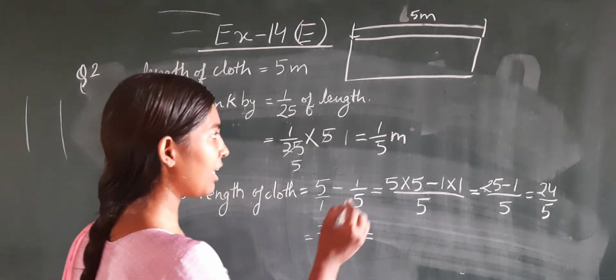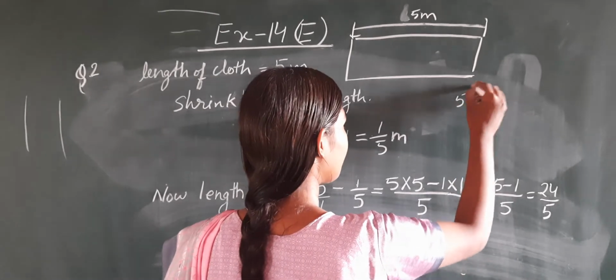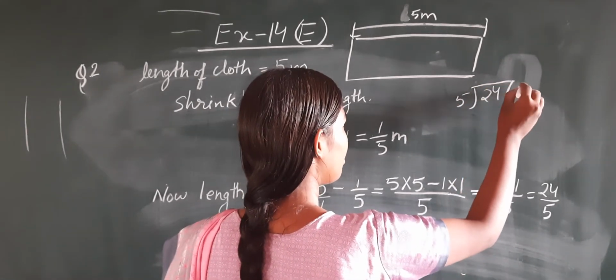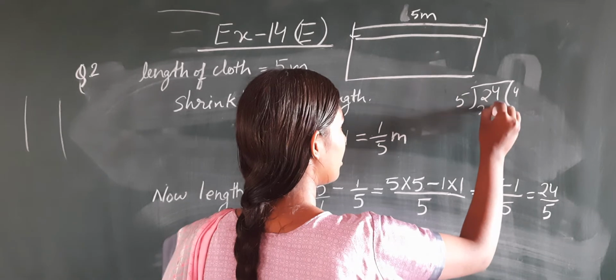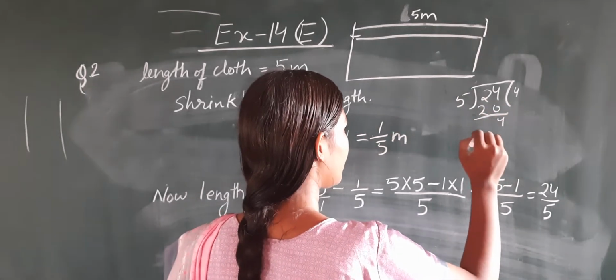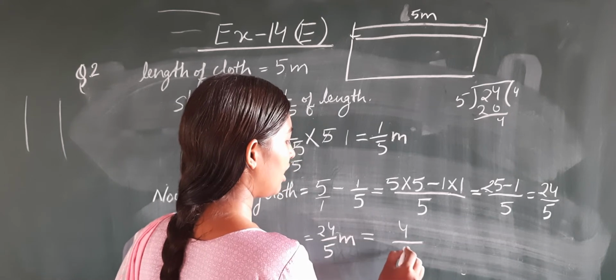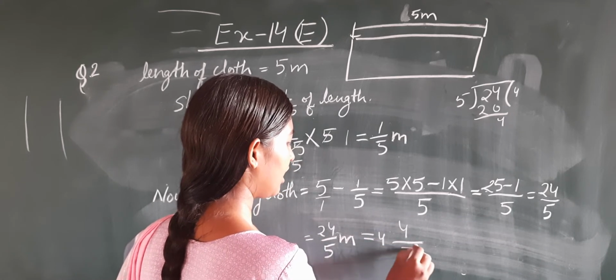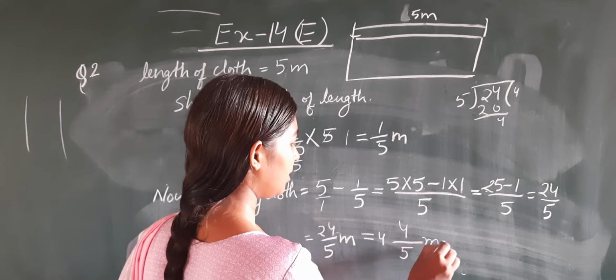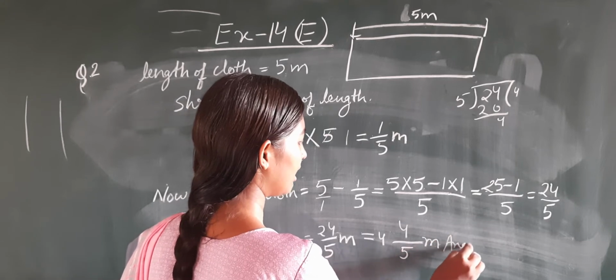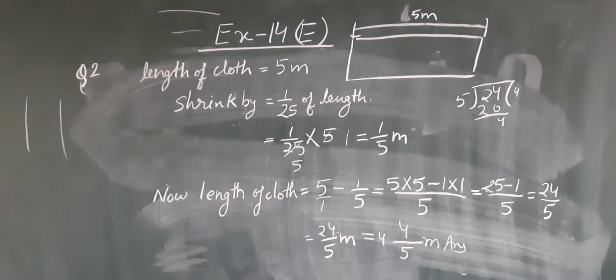How will you convert? By doing divide. Do the divide. 24, 5 4s are 20, and here 4 is coming. Okay, now write it. 4 will come up, and here also 1 4, and here 5, and here meter. Okay, so this is your answer. Note down.